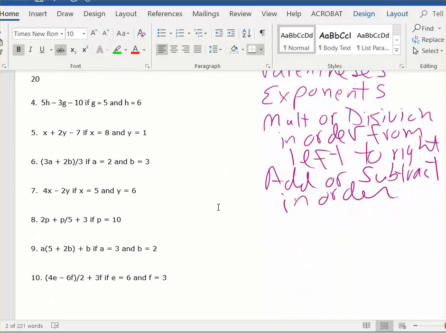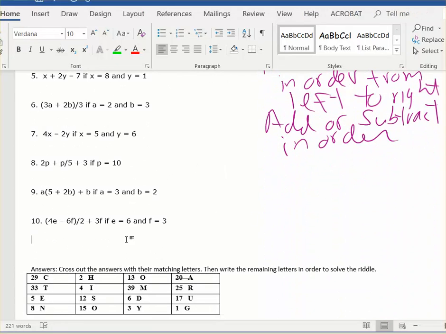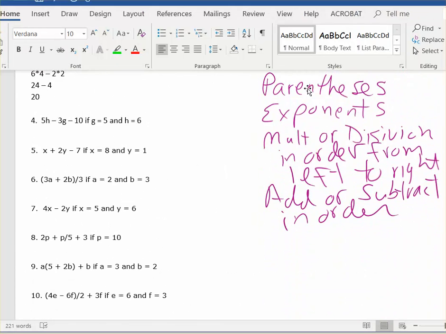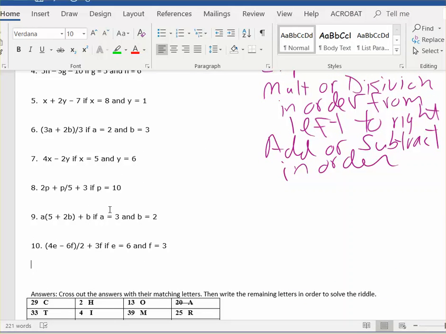Let's look at one that has parentheses like number 10. Because remember, parentheses will be the first thing to simplify. So in number 10, we have parentheses. I'll rewrite the parentheses, 4e, but E is 6. So I'm going to replace E with what its value is, and then it's minus 6 times F, and F is equal to 3. So your formatting is you keep all of this exactly the same. All you do is when you see a variable, you replace the variable with its value. So I have to keep the divided by 2.